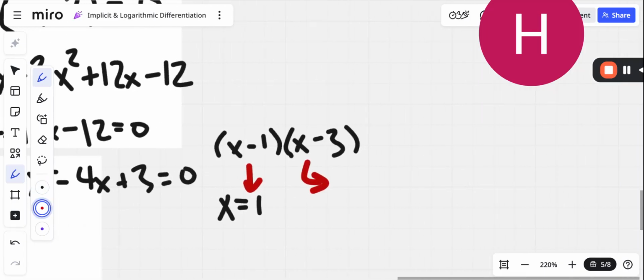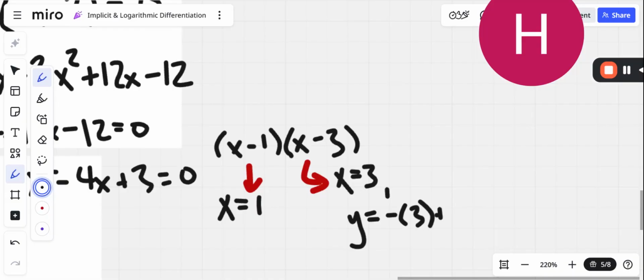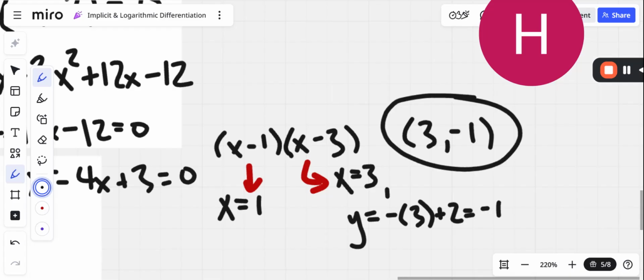x equals 3. And if x equals 3, then we can use the equation y equals negative x plus 2 to figure out that y equals negative 1. So the other point at which the normal line intersects the equation is (3, -1).